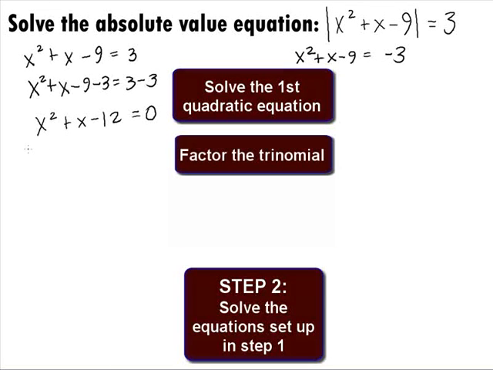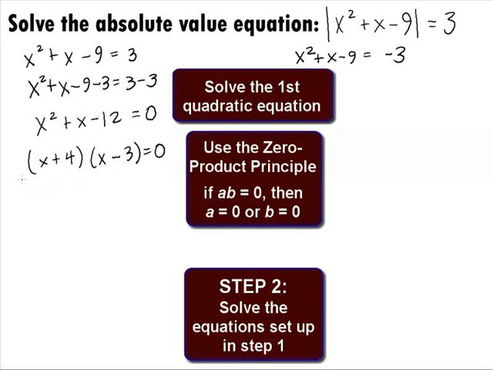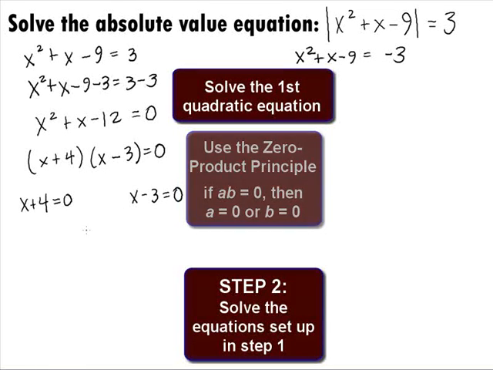The trinomial on the left side will factor as x plus 4 times x minus 3 equals 0. Using the zero product principle, we can set each of these factors equal to 0. Setting the first factor equal to 0, we will get x plus 4 equals 0, and setting that second factor equal to 0 will give us x minus 3 equals 0.